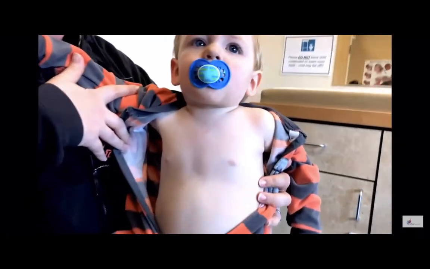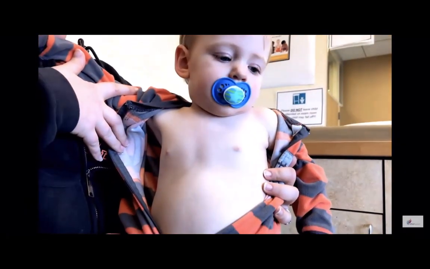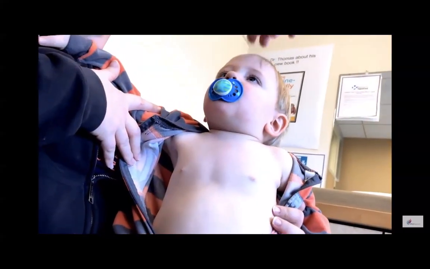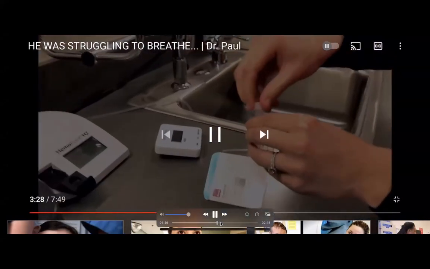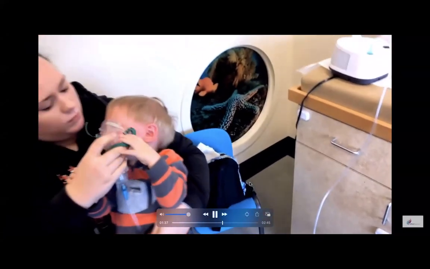Look up here. You can also look right under his neck, under his chin. Look up here. Sometimes you'll see tugging in right here, tugging in between the ribs. This young man was totally well until last night, I believe, right? And then he just started having trouble breathing. Not fun.